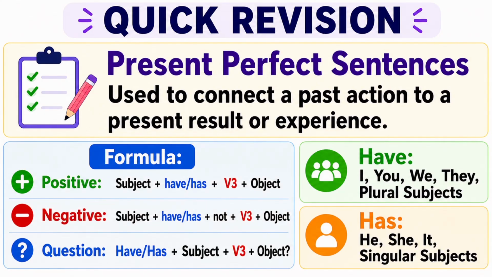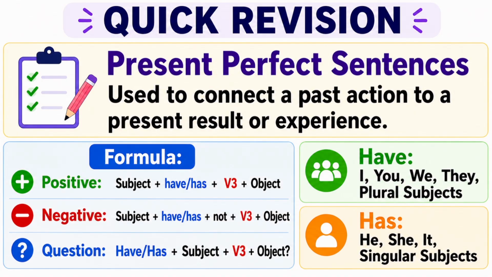Now let's do a quick revision. The present perfect tense is used to connect a past action to a present result or experience. The formula is positive, subject plus have or has plus verb 3 plus object. Negative, subject plus have or has plus not plus verb 3 plus object. Question, have or has plus subject plus verb 3 plus object.